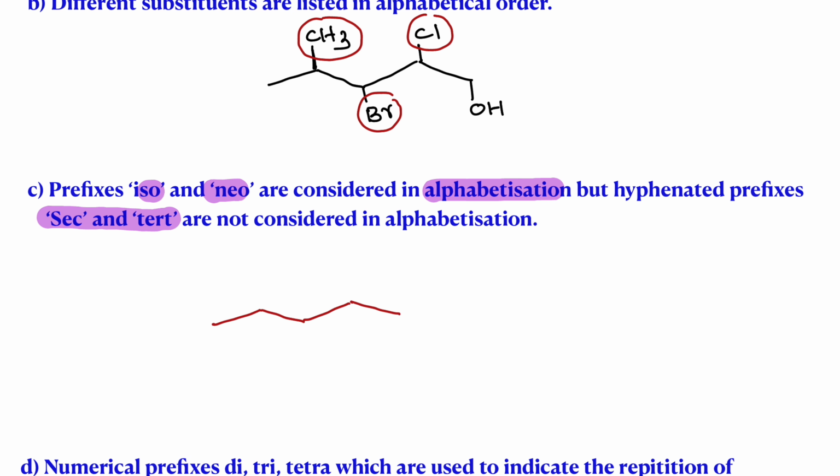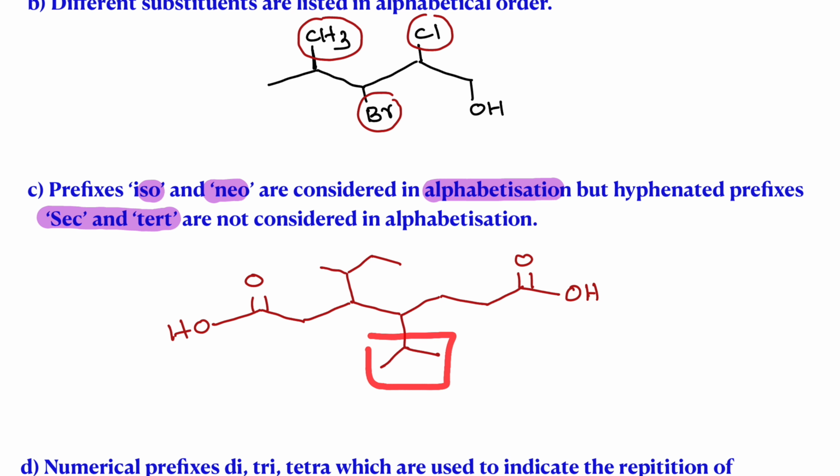For example, here this is the compound we are taking. Here we have a COOH. Here also let me take a COOH. And here I am taking one isopropyl group, and here I am taking a secondary butyl group. So how to identify alkyl groups? In one of the previous videos I clearly discussed. So here this is an isopropyl group and this is a secondary butyl group. In the case of isopropyl, it is a non-hyphenated prefix. Therefore, in alphabetization we have to consider I, isopropyl I.